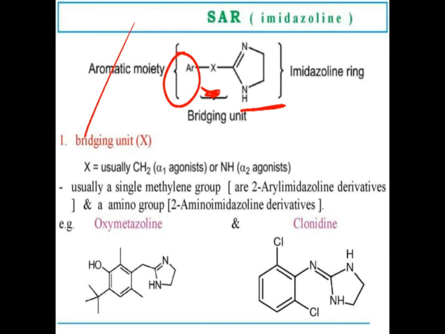So we will start the SAR with the bridging unit, that is the X part, which is present in between the aromatic group and imidazole ring. Here you can observe, if the X part is generally CH2, then the drug is an alpha 1 agonist, and if it is NH or amine part, it shows the alpha 2 agonist activity. So in a drug, if you find the imidazole ring attached with the bridging unit which is CH2, then the drug is definitely an alpha 1 agonist. And if at the X part there is an NH, then the drug must be an alpha 2 agonist.